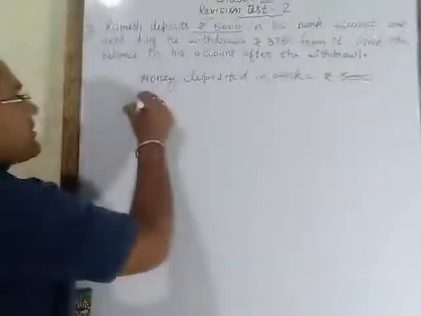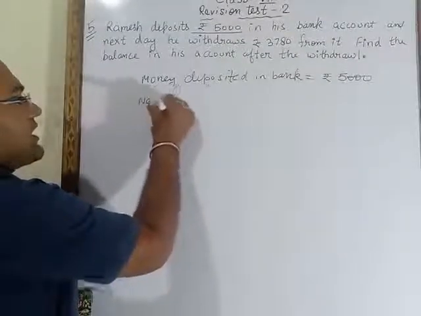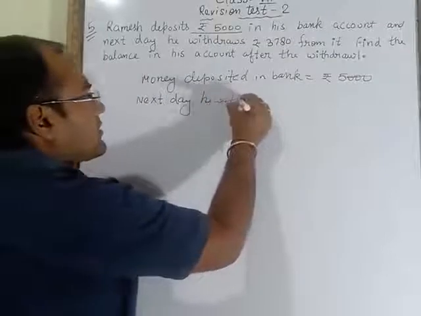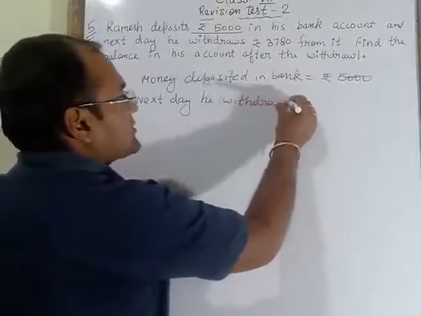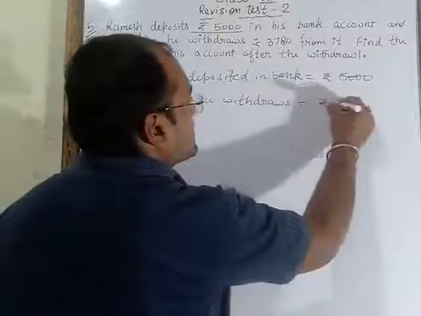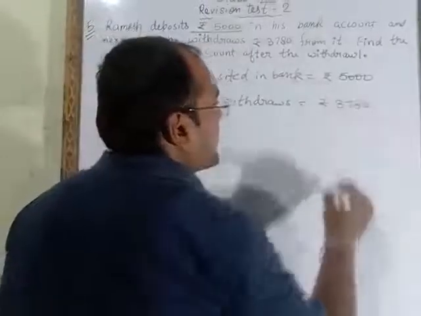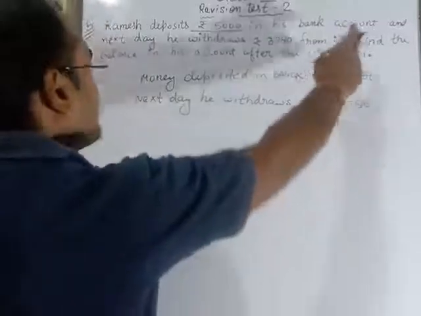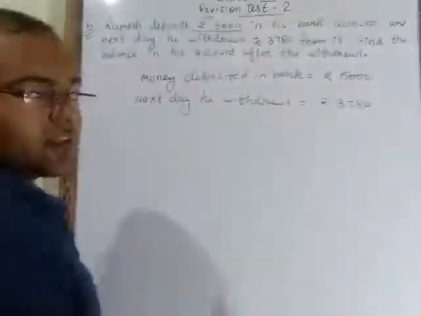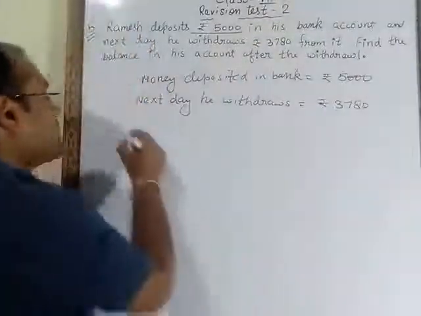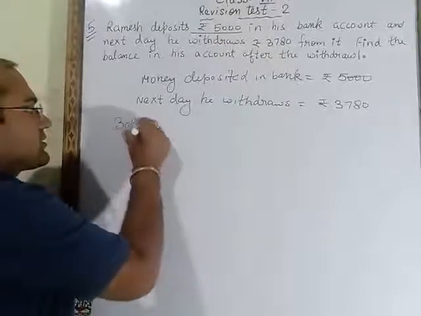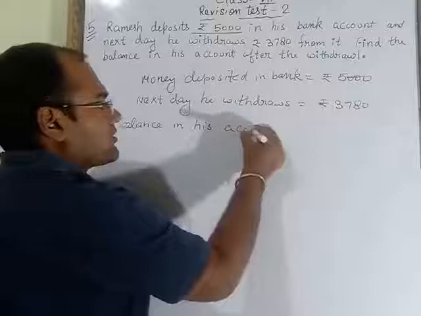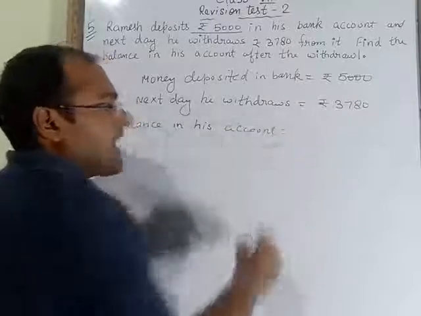So what do you have to write? Next day he withdraws. How much rupees? 3,780 rupees he had taken out from the bank. Now find the balance in his account after the withdrawal. What do you have to find? Balance in his account. So we have to write the balance in his account.